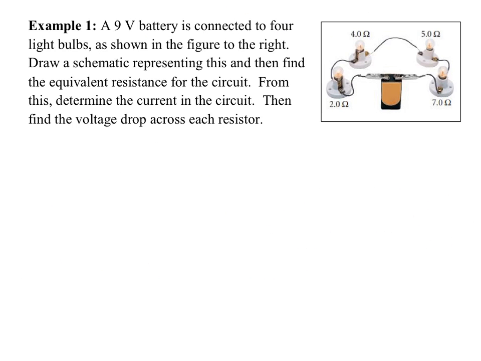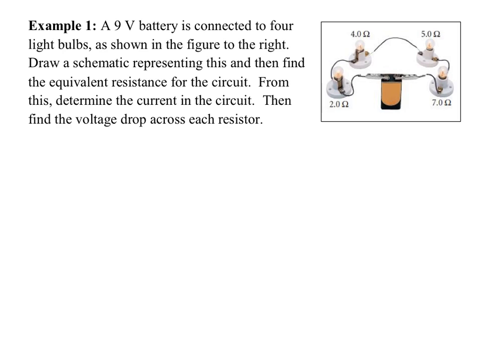You have a 9-volt battery connected to 4 bulbs as shown on the right. We want a schematic. We want the equivalent resistance, the current in the circuit, and the voltage drop across each resistor. So we look at this diagram and we think right away, is this parallel or is this series? It's quite easy. When you look at the diagram, why is it parallel or series? Which one is it and why? It's a series. Why?